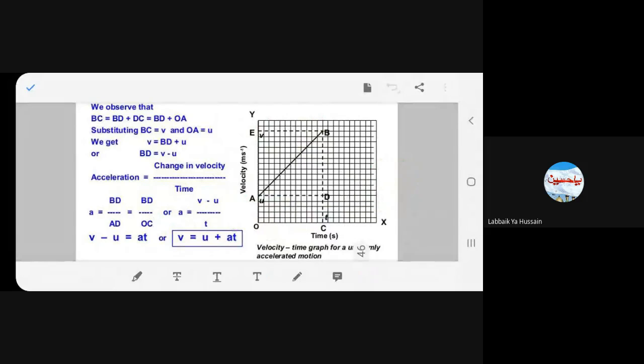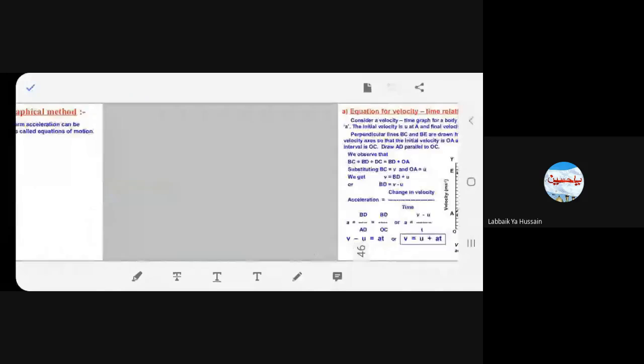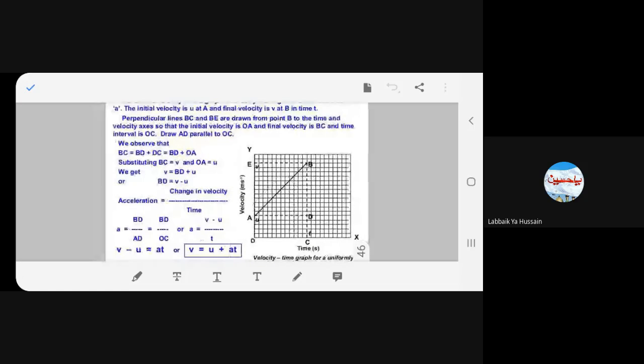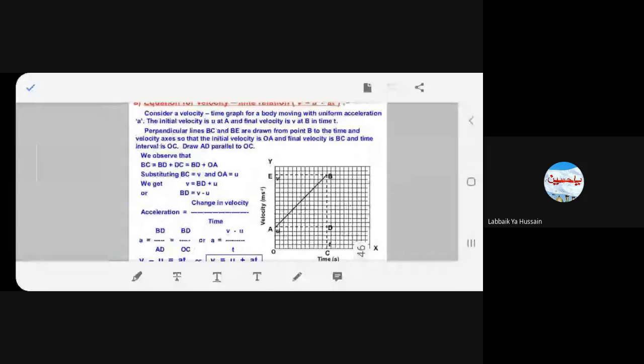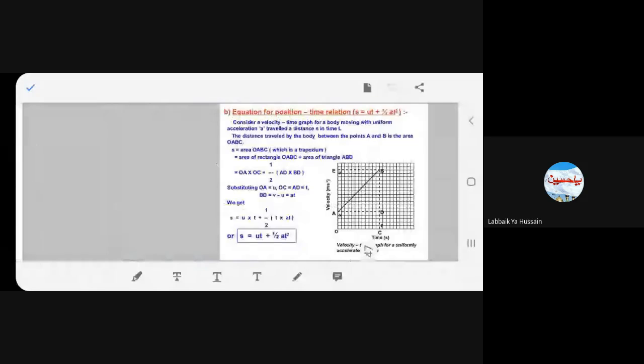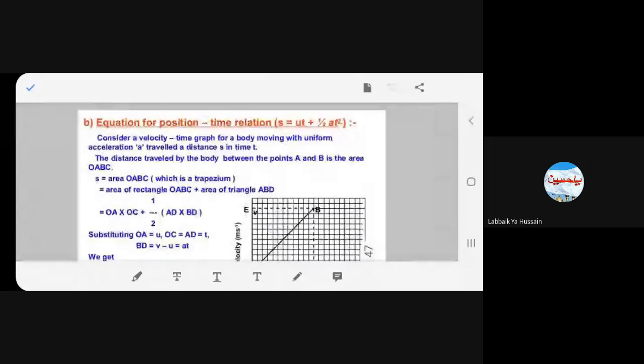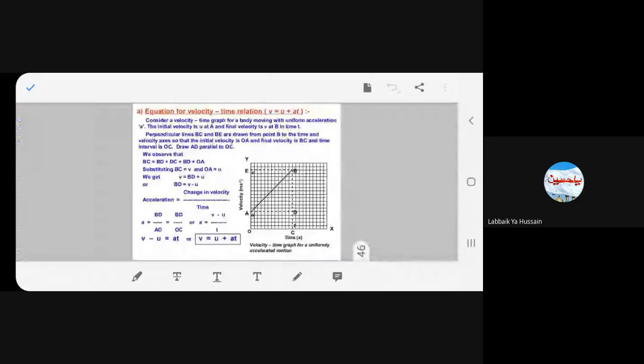This is going to be homework today. Boys, from the graph, you're going to derive all three important equations of motion. So what is the first equation? How do you remember? V is equal to U plus AT. Say it with me, beta. V is equal to U plus AT. That was from which graph? It was the velocity time graph.